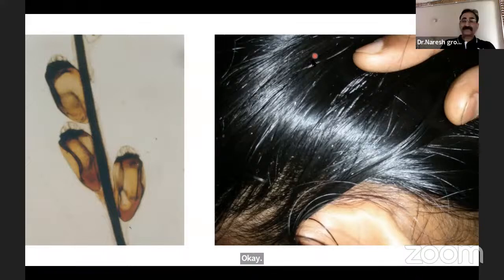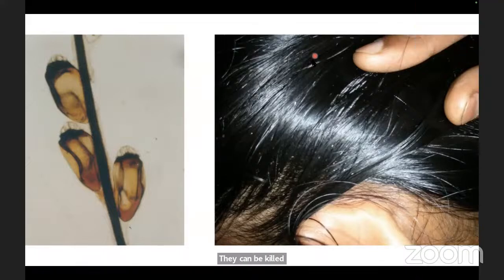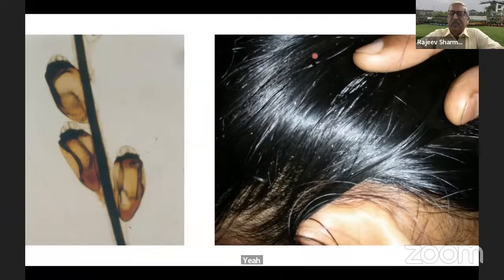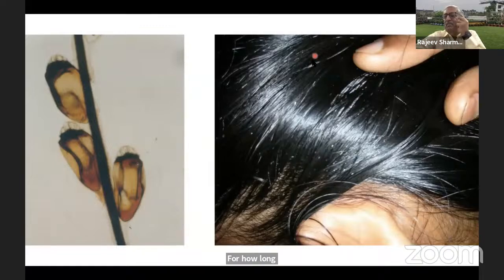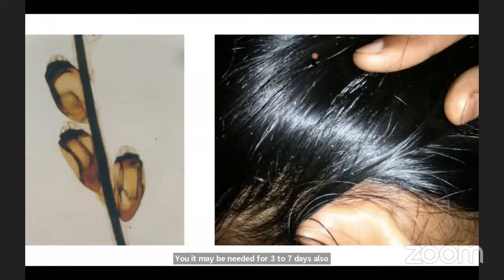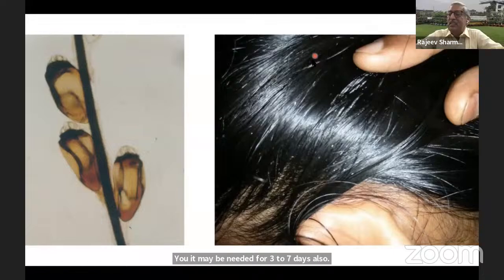Oh, wonderful. Should we apply it at bedtime or during the day also? At bedtime. Anytime, whenever the child is comfortable. It may be needed for 3 to 7 days. And you have to treat the source from where the child is getting it. Right. Because it is Pthirus pubis, the crab louse, which is causing the eyelash nits. It is never pediculosis capitis. So there must be some adult in the family who is carrying it.